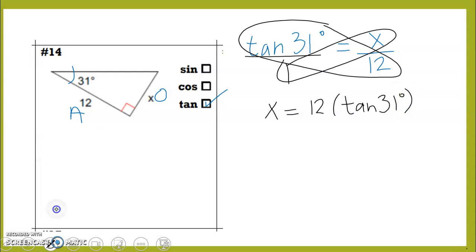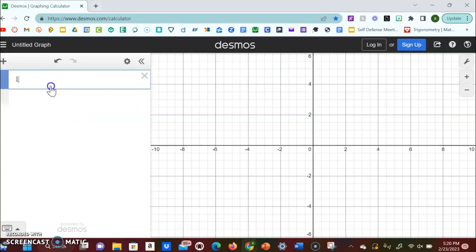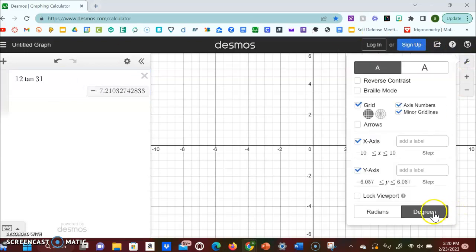And the good news is, if you're using Desmos, you get to just type it on in like this. X equals, let's figure it out. So I'm going to type in 12 times tangent of 31 degrees, making sure I am still in degrees. I am, so our answer is 7.2.